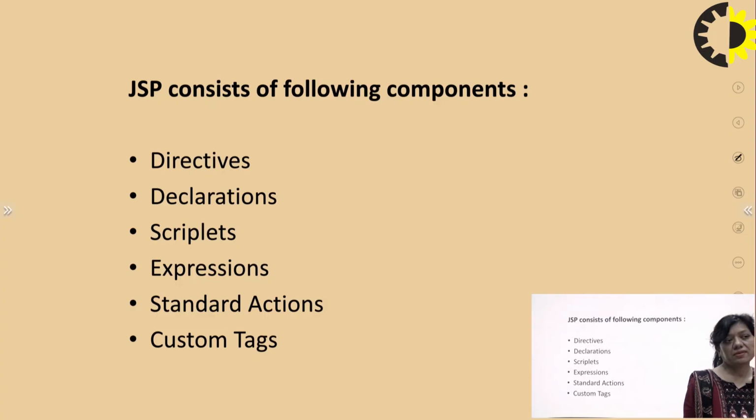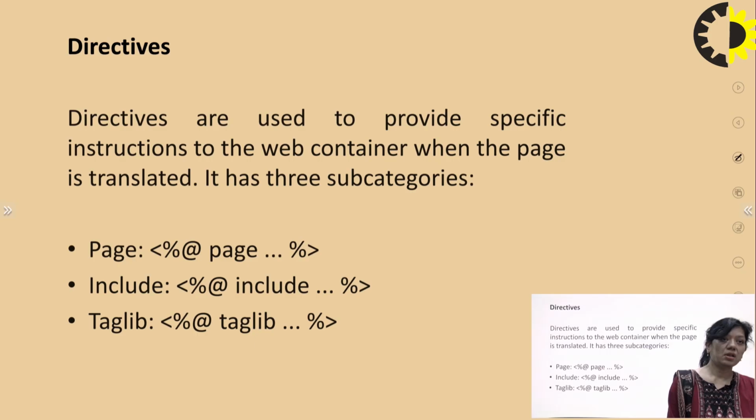Basically, JSP consists of the following components: directive, declaration, scriptlets, expression, standard action, and custom tag. One by one we are going to cover all these components which we are going to use in JSP. Directives are used to provide specific instructions to the web container when the page is translated. We have three subcategories: first is page, second is include, third is taglib.